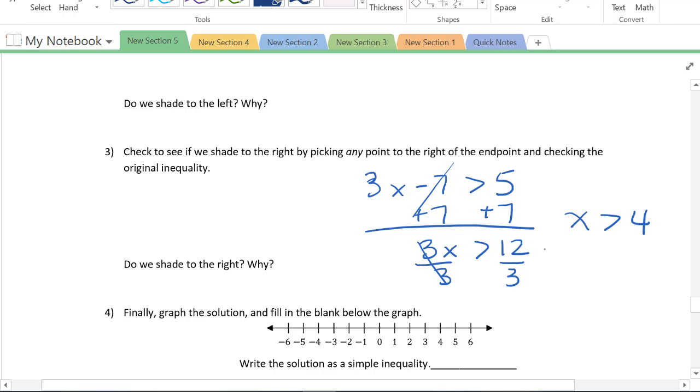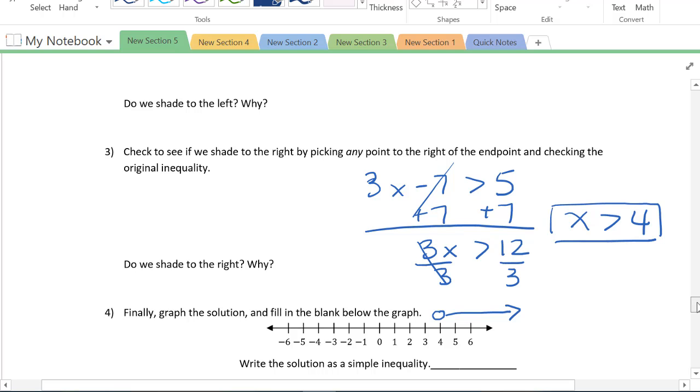Now we're going to graph it on the number line. Since it doesn't have the line underneath, we're going to use an open circle at 4. And then remember, the inequality is eating the x, so that means x is bigger. So which way is x bigger? To the right. Well, that's our solution.